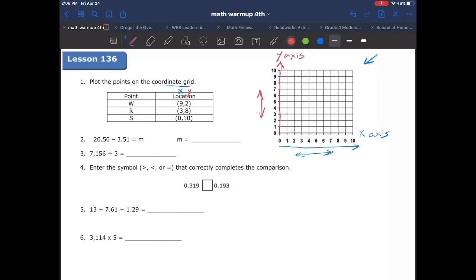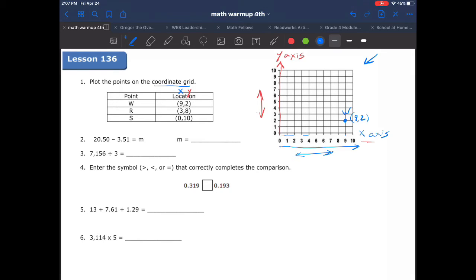So 9, 2 means the first one is x. So x is down here. So for x, we are going over 1, 2, 3, 4, 5, 6, 7, 8, 9. And then we've got y, which is 2, we're going up 2. So over 9, up 2. This is 9, 2. And they want us to call that point W.